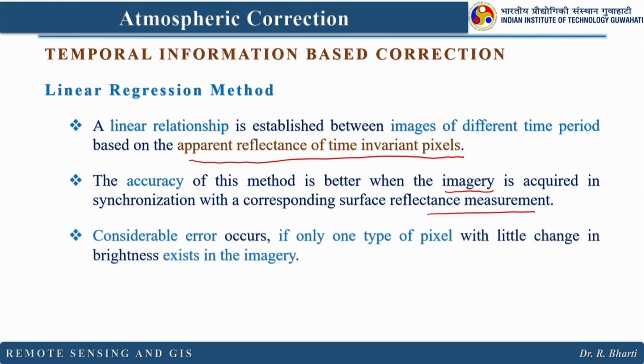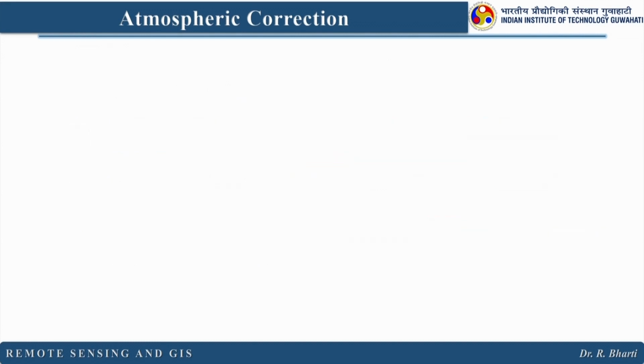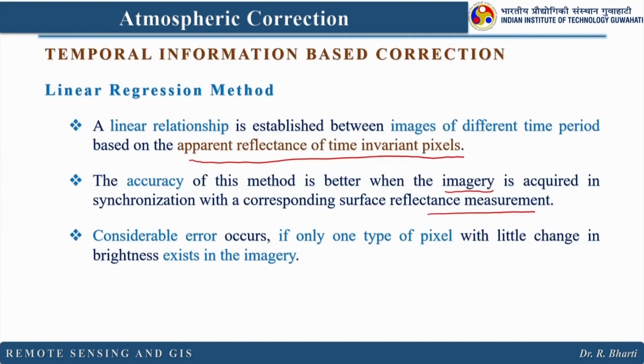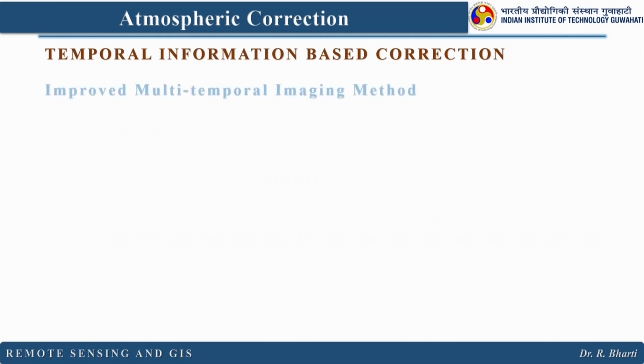Considerable error occurs if only one type of pixel with little change in brightness exists in the imagery, right. So, what does it mean? Only one type of pixel. One type of pixel means the whole area is homogeneous, only one type of material is present, then you may face some problems and the error will be more.